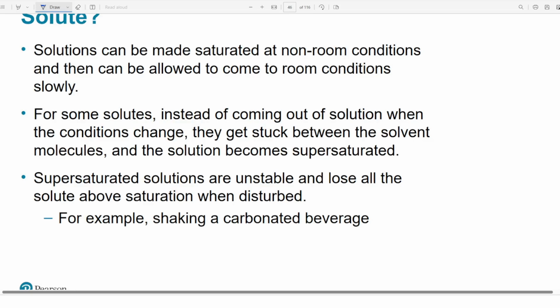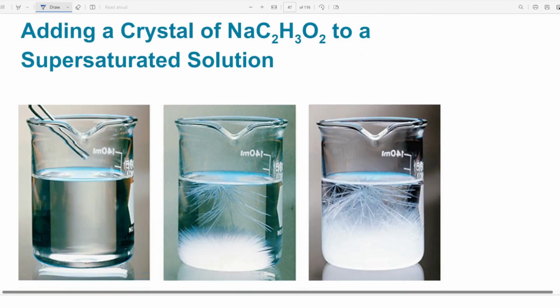Supersaturated solutions are unstable, and they'll lose all the excess solute when disturbed. For example, if you shake a carbonated beverage, the excess CO2 will come out.